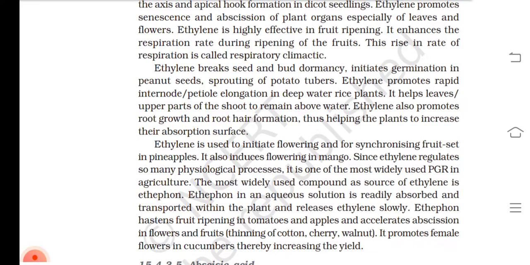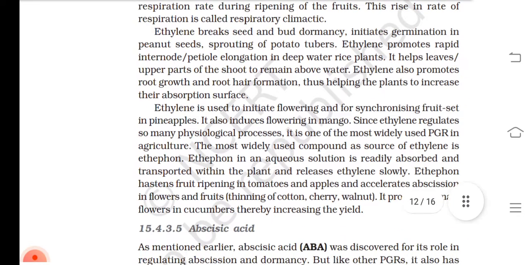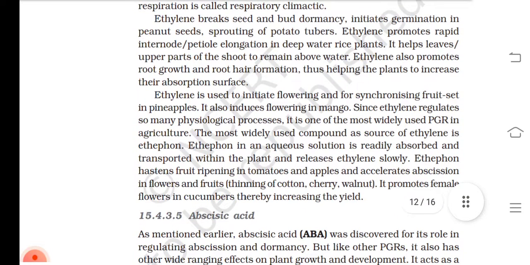This rise in rate of respiration is called respiratory climacteric. Ethylene breaks seed and bud dormancy, initiates germination in peanut seeds, and sprouting of potato tubers. Ethylene promotes rapid internode and petiole elongation in deep water rice plants. It helps upper parts of the shoot to remain above water. Ethylene also promotes root growth and root hair formation, thus helping the plants to increase their absorption surface.